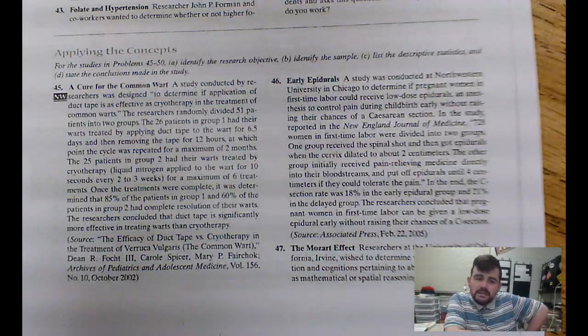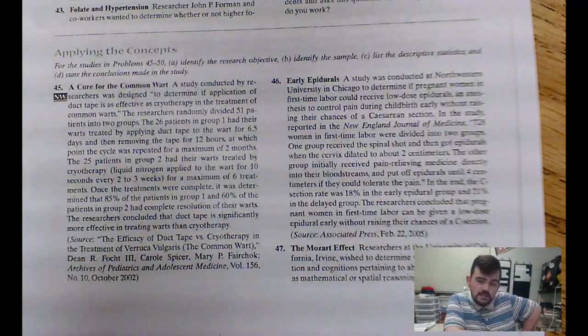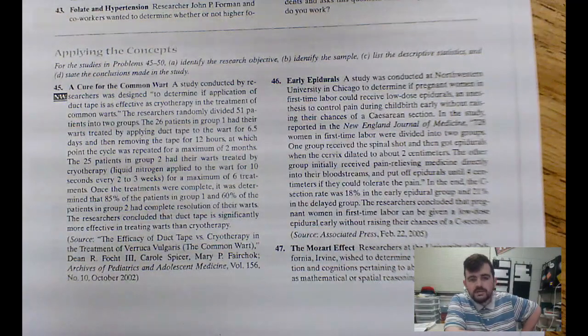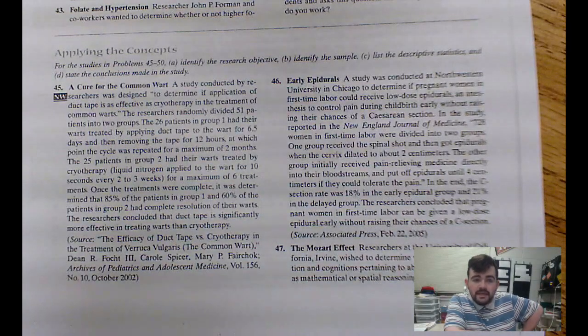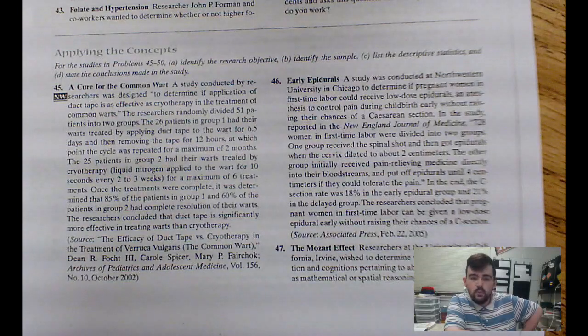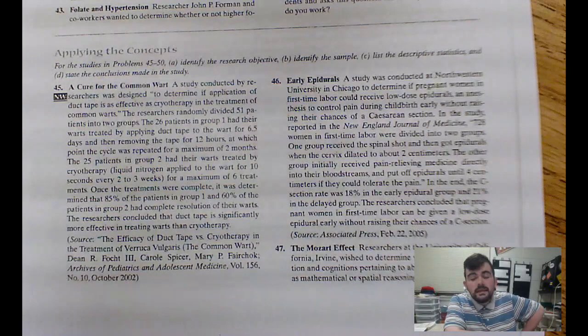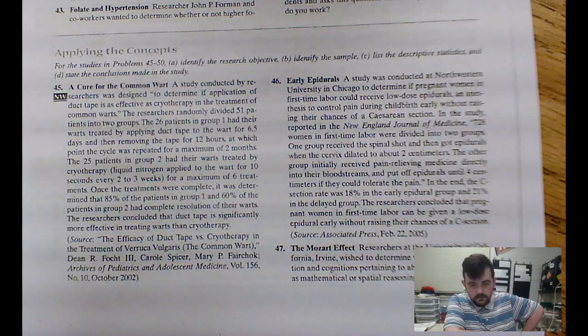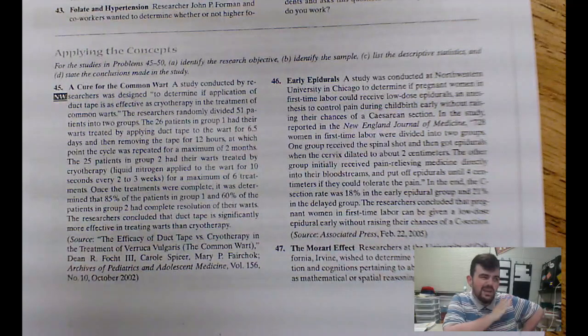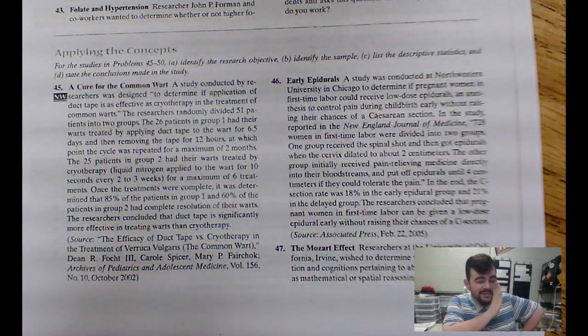So, there are 4 things we need. A, identify the research objective. It's there at the top in quotation marks. To determine if application of duct tape is as effective as cryotherapy in the treatment of common warts. Right there for you. B, identify the sample. The sample is those 51 patients. Now, I know they were split into 2 groups, but all of them are part of the sample. And I would assume that the sample is 51 patients who had a wart.